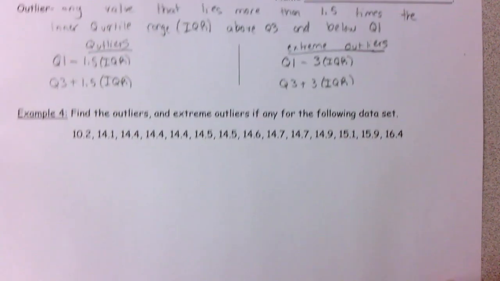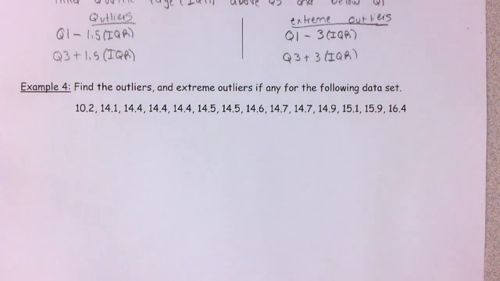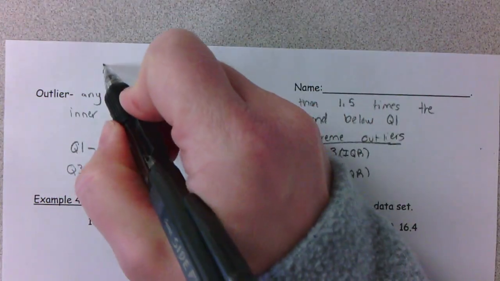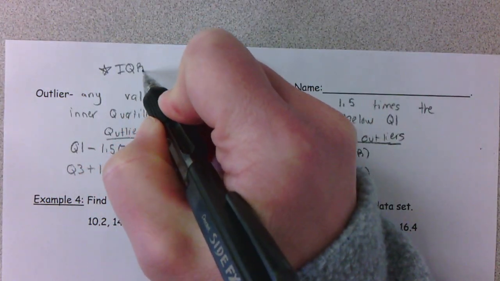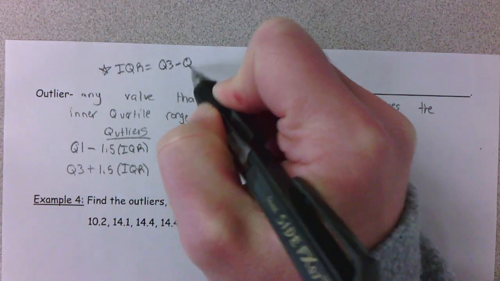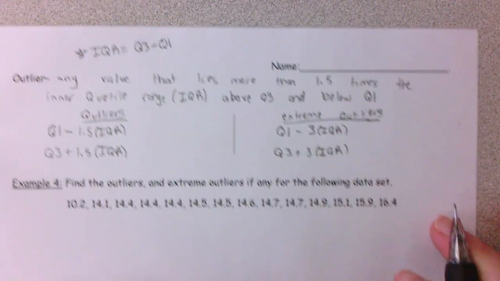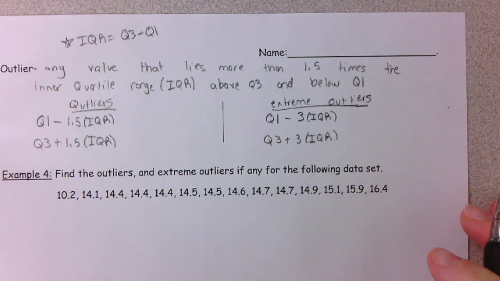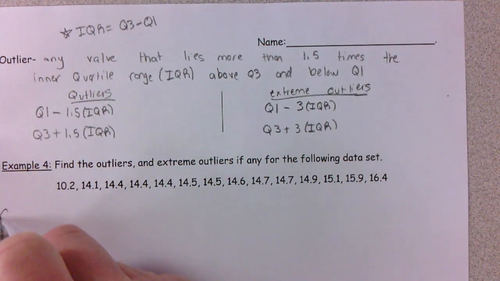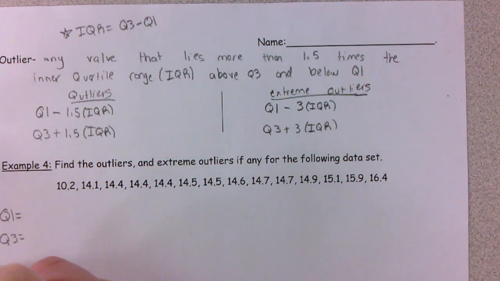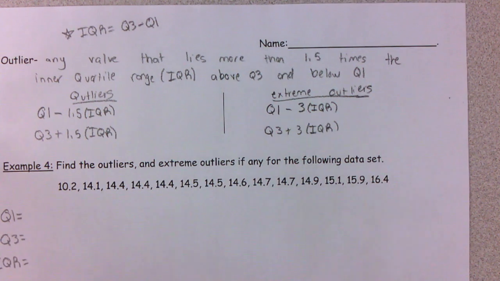Okay, so let's look at this next example. So these are all in order. So again, we want to make sure that all the numbers are in order. And maybe, actually, let me put a little note. The IQR is just going to be Q3 minus Q1. So we're just finding the range of the quartiles there. So make sure you have that down. Okay. So in order to find outliers, I will need Q1, I will need Q3, and I will need the IQR. Okay?